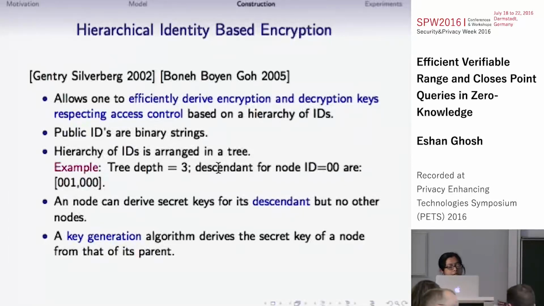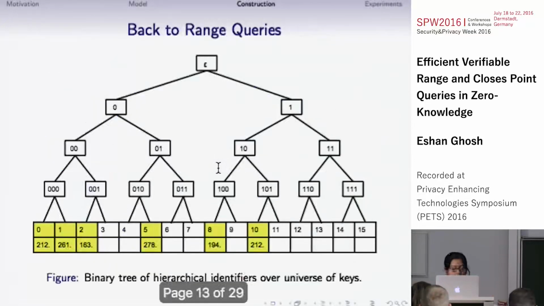Now the additional property here is that a node can derive secret keys for all its descendant IDs, which means if you encrypt a message for a particular public ID, of course, that person with that secret key will be able to decrypt it, but they will also be able to decrypt any message intended for their children, but nothing beyond that subtree. Okay? So, a quick example: if somebody had the secret key for 0, this public ID, they would be able to derive secret keys for all these children, but nothing beyond that subtree.